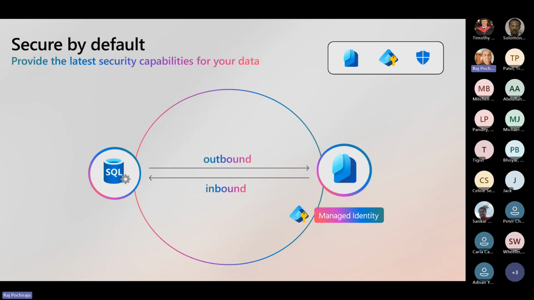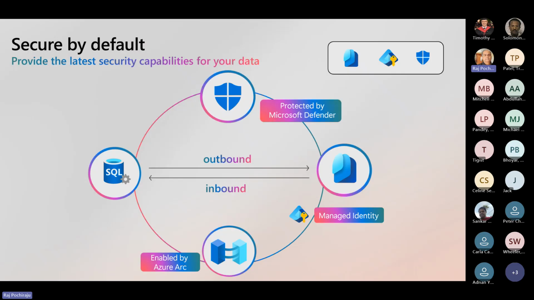But at the same time, you don't want to sacrifice security in the world of AI. That's the reason SQL Server really focuses on being secure by default. What we mean by secure by default is that SQL Server is protected by Microsoft Defender. By Arc-enabling your SQL Server, you can use Microsoft Defender to protect it. It proactively looks for any brute force attacks that might be happening on the SQL Server and gives you mitigation recommendations. So it's safeguarding your SQL Server through Microsoft Defender.